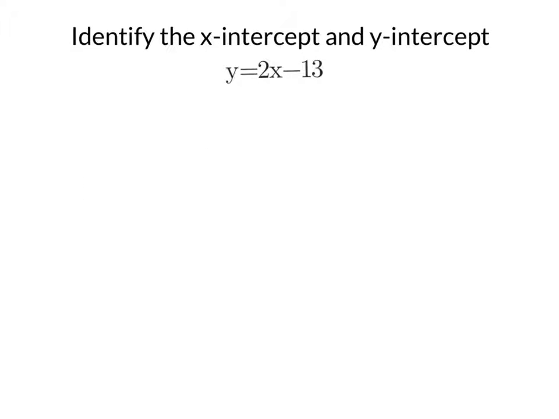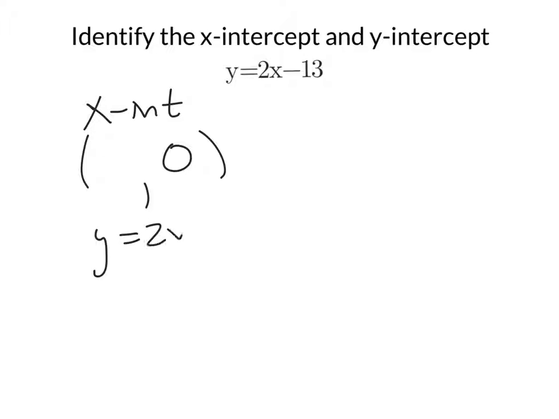This example is similar to the last example, except this time our equation is in slope-intercept form, but we're going to do the same thing. Let's start by finding that x-intercept. To find the x-intercept, again, that's the point where the line crosses the x-axis, which means the y value is 0. So let's put a 0 in for y, and let me start by writing the equation. The equation is y equals 2x minus 13. I'm going to put a 0 in for y and then solve this equation for x.